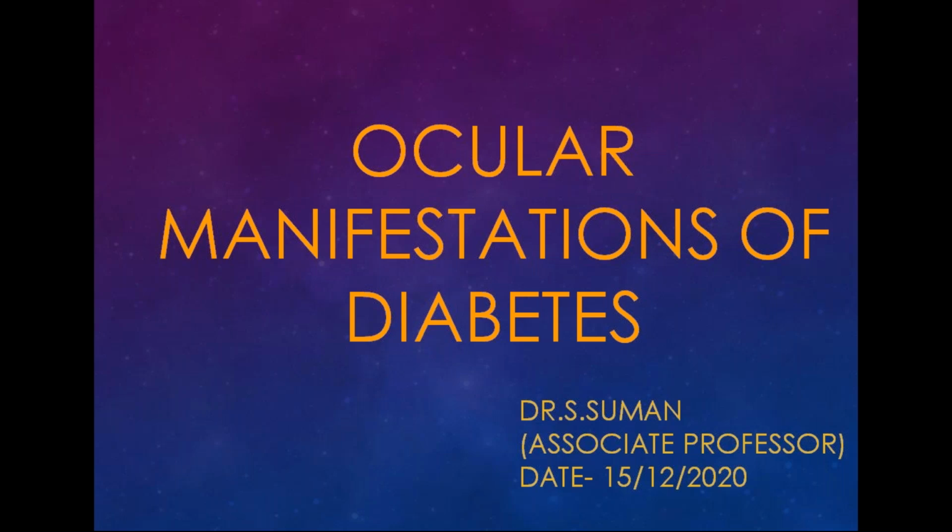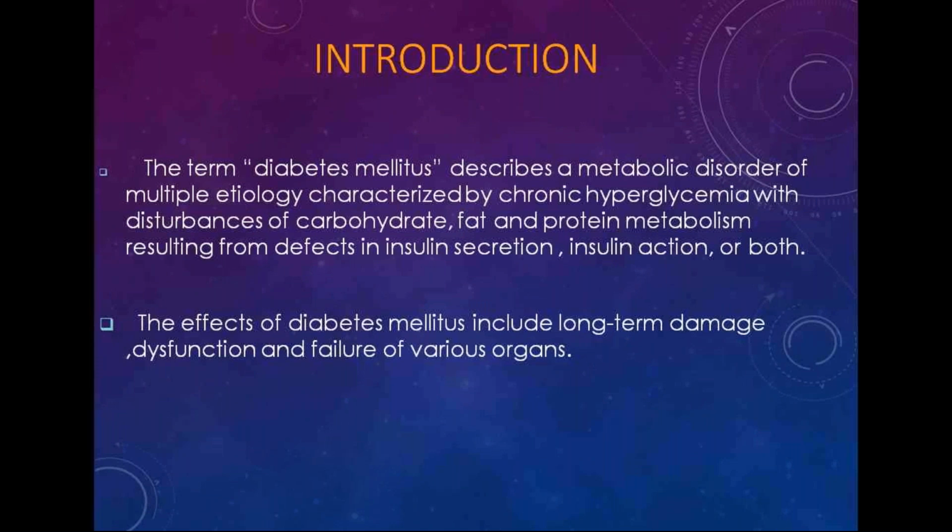Today's topic is ocular manifestations of diabetes. The term diabetes mellitus describes the metabolic disorder of multiple etiology characterized by chronic hyperglycemia with disturbance of carbohydrate, fat, and protein metabolism resulting from defect in insulin secretion, defect in insulin action, or both.